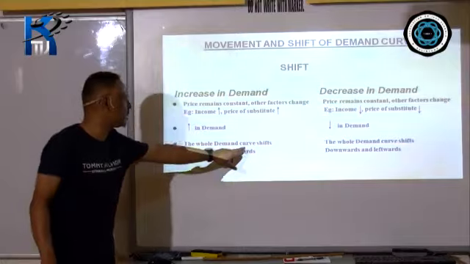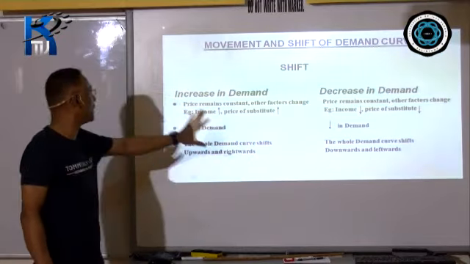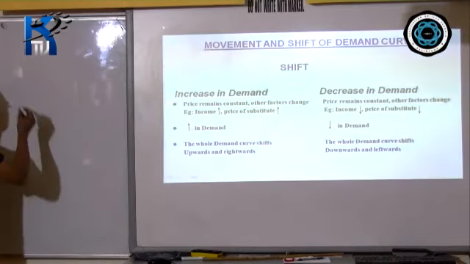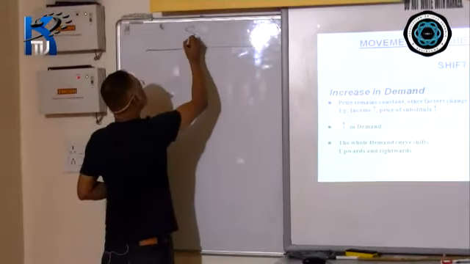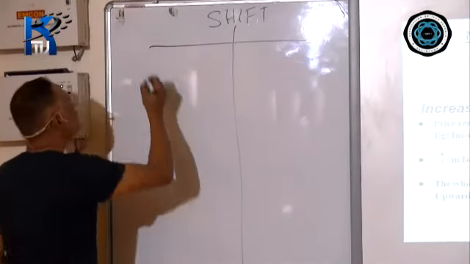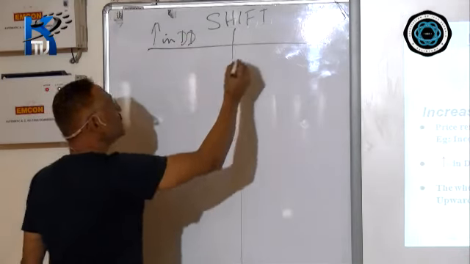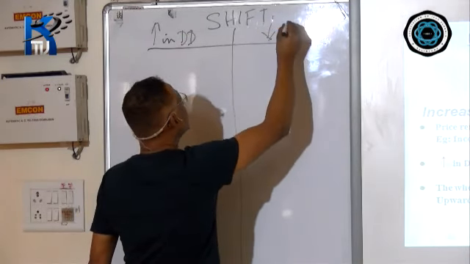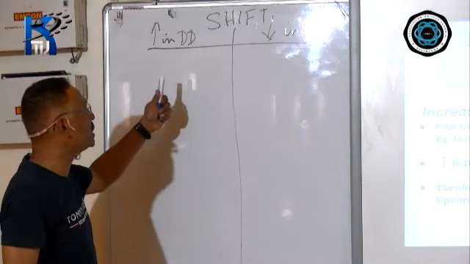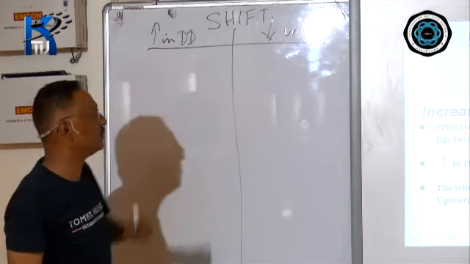Notice the whole demand curve shifts. Notice again the whole demand curve shifts. Now let me explain to you in a diagram. Let's have a look. So here we are doing shift. On one side there is increase in demand and there is decrease in demand. Not increase and decrease in quantity demanded, because shift means increase in demand, decrease in demand only.